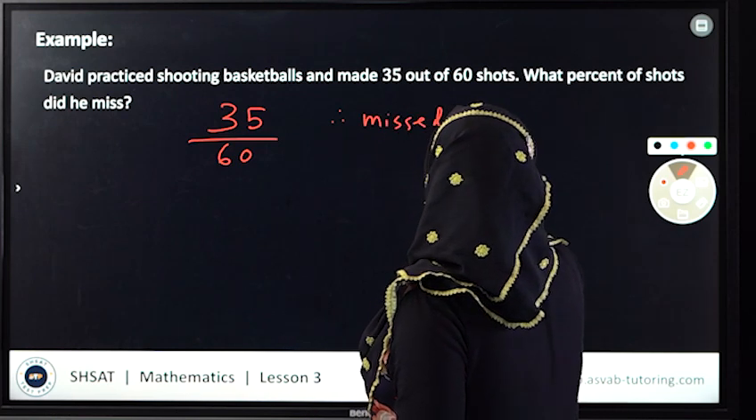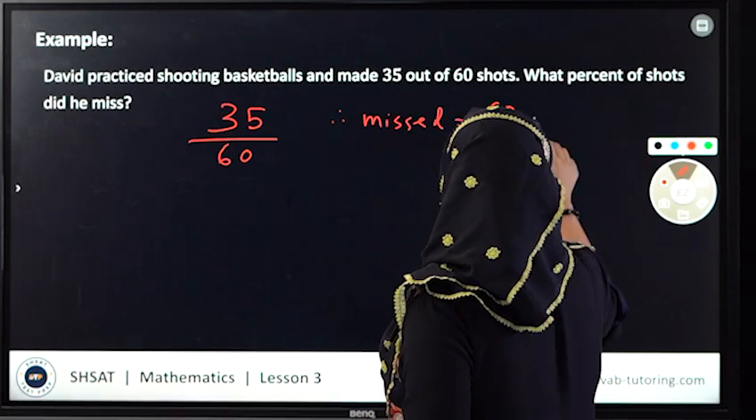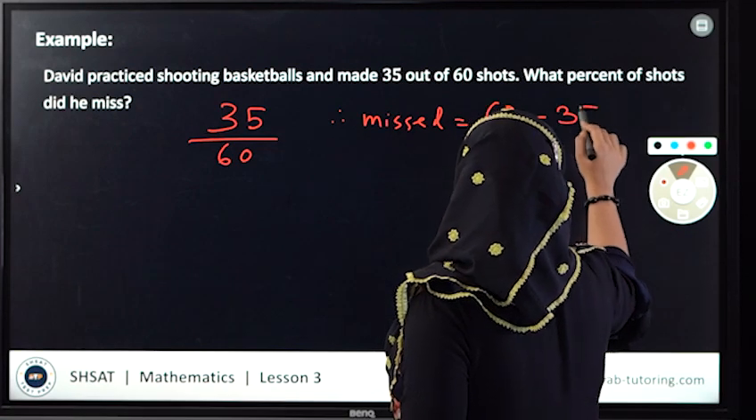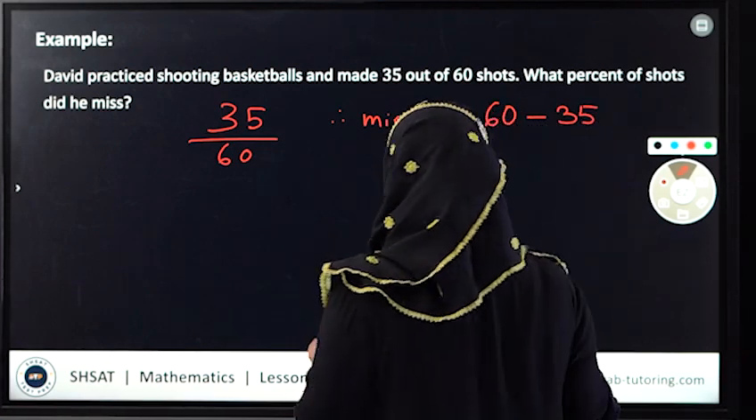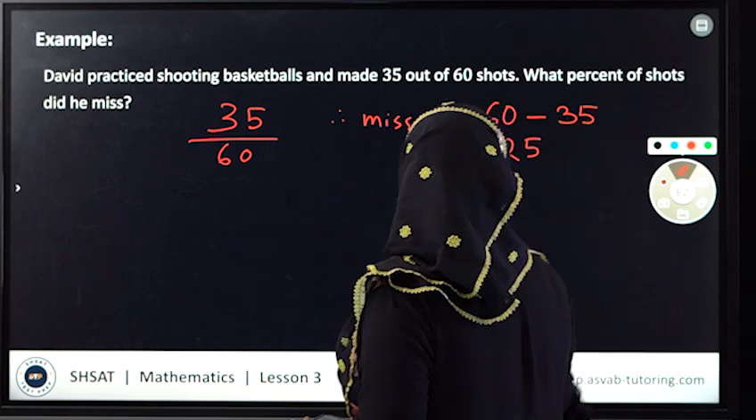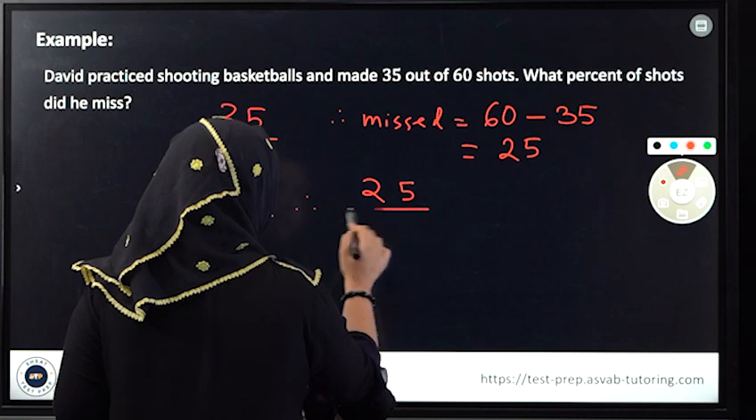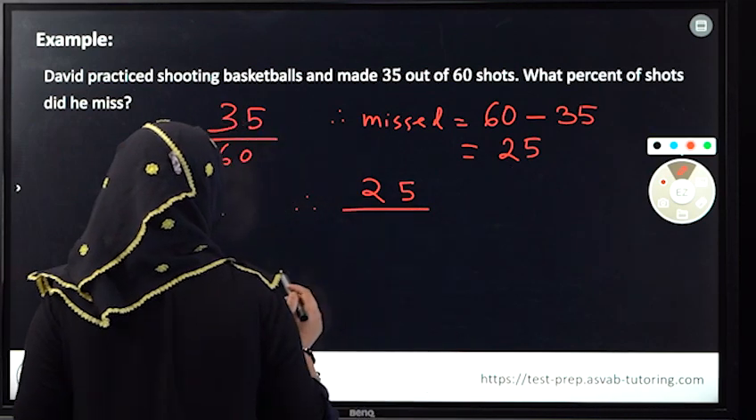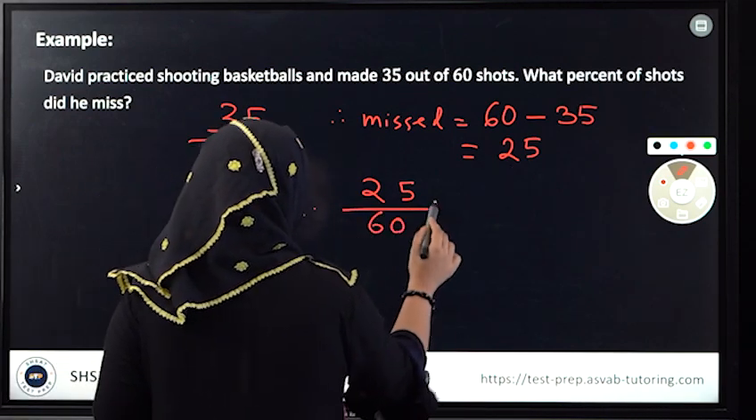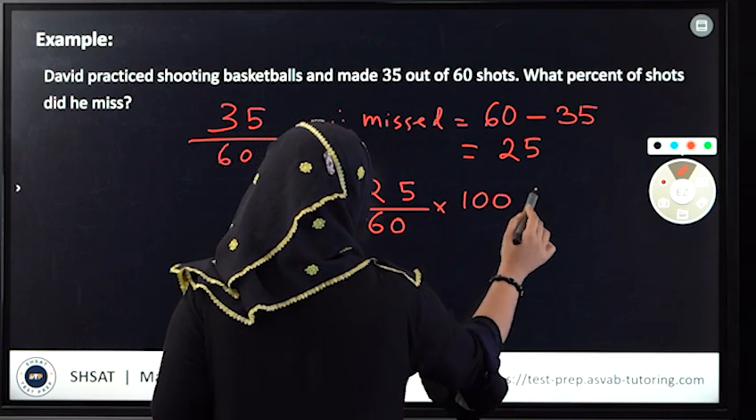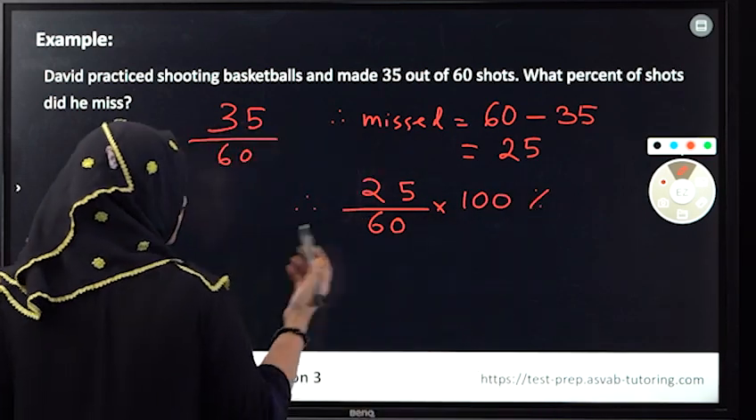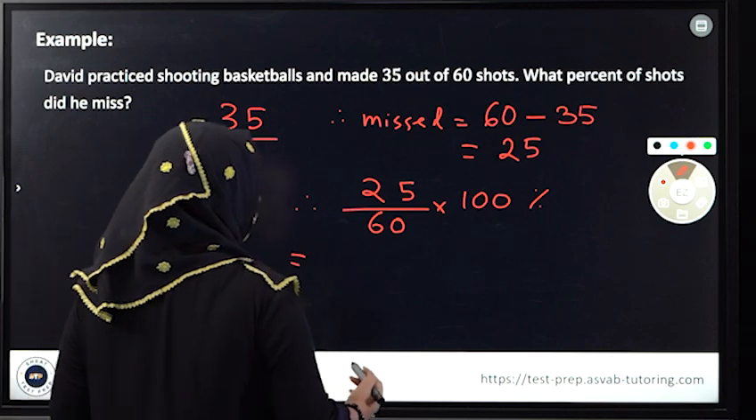To do that, we are going to subtract the ones he made from the total number of shots. So 60 minus 35 is 25. Because it's asking for a percentage, we put what he has missed over the total, which is 60, multiply that by 100, and put a percent sign, because we need to figure it out in the form of percent.